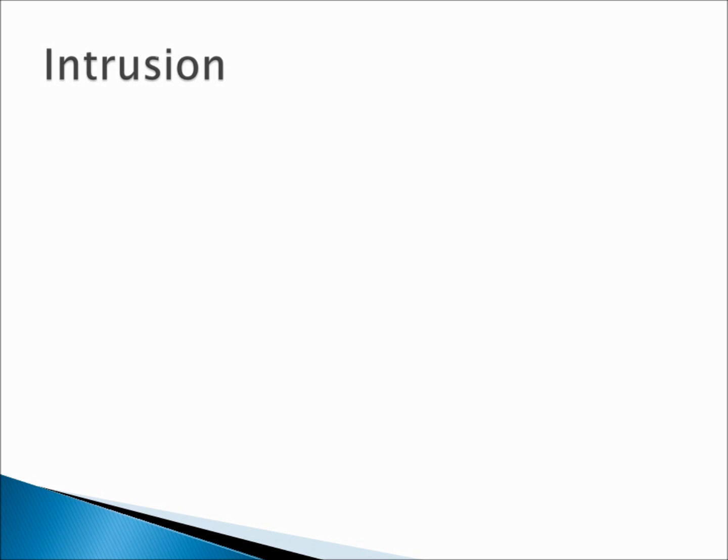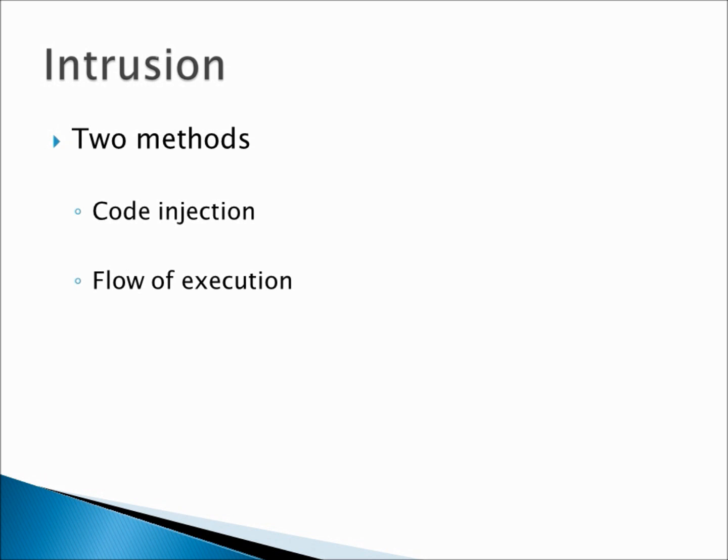Intrusion. There are two main methods by which kernel mode rootkits intrude into the kernel. They are code injection and flow of execution. In code injection, the rootkit is loaded into the kernel as a module and the regular interface provided by the operating system is used. In flow of execution, the rootkit modifies the pointers of the system call. As a result, whenever the system call is made, it will be redirected to the rootkit.